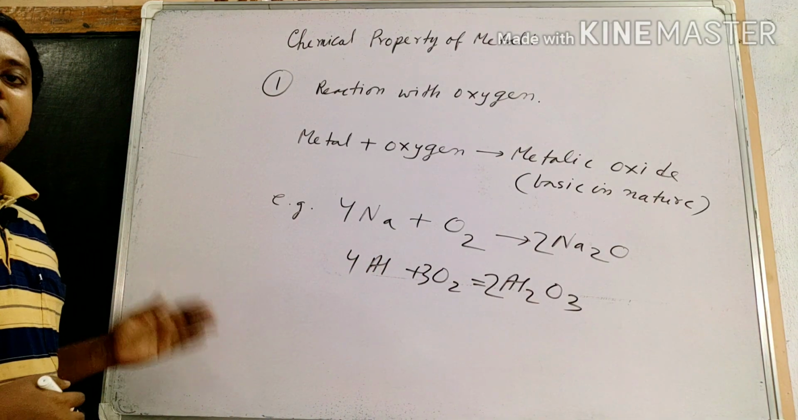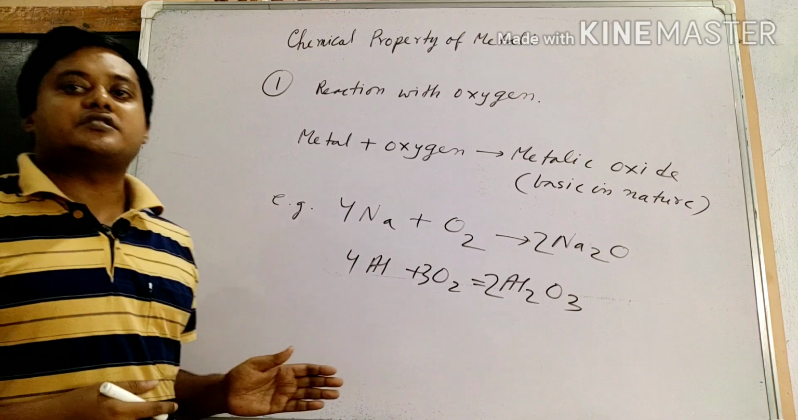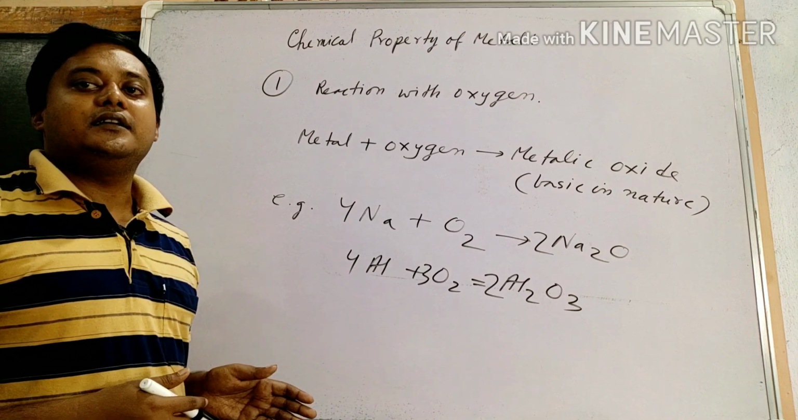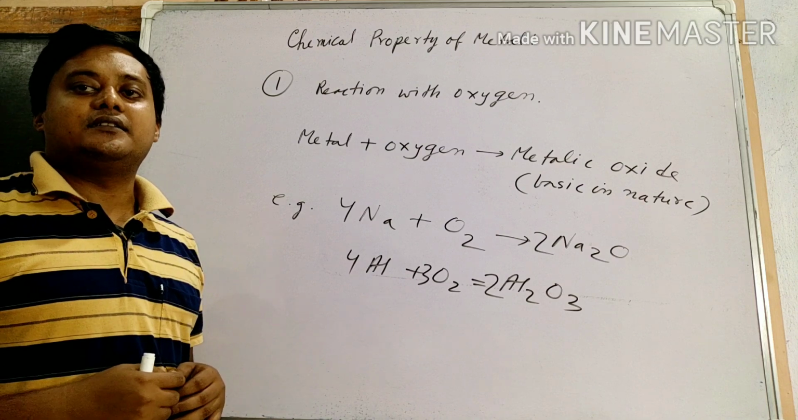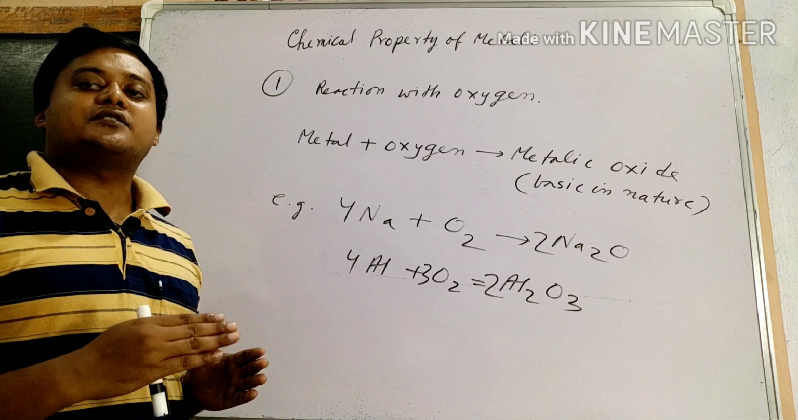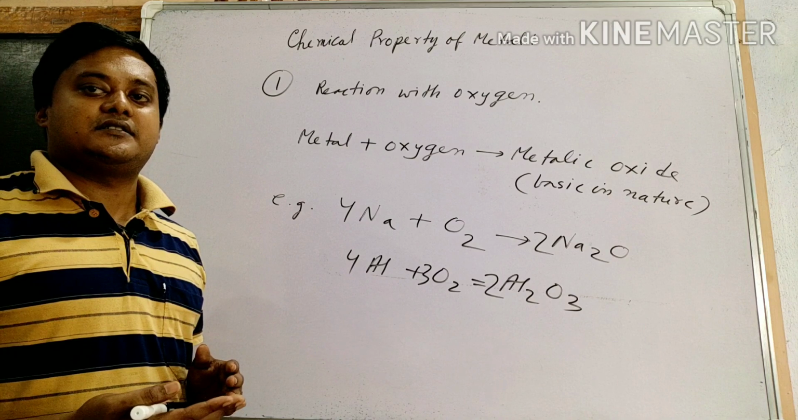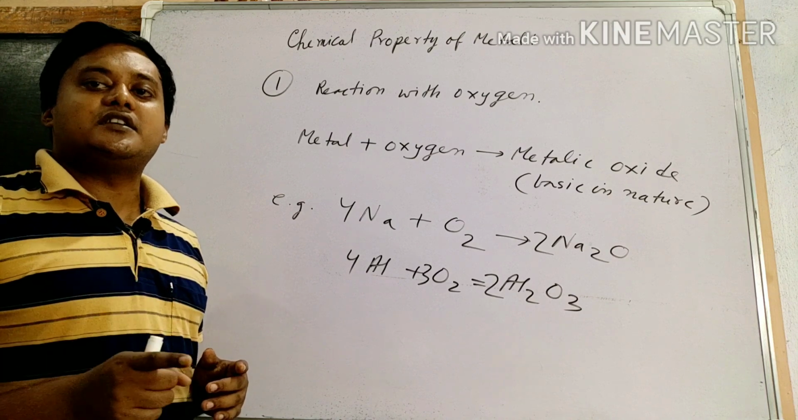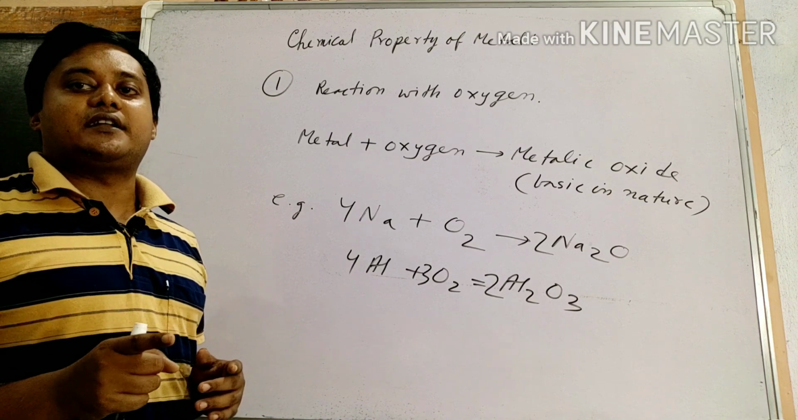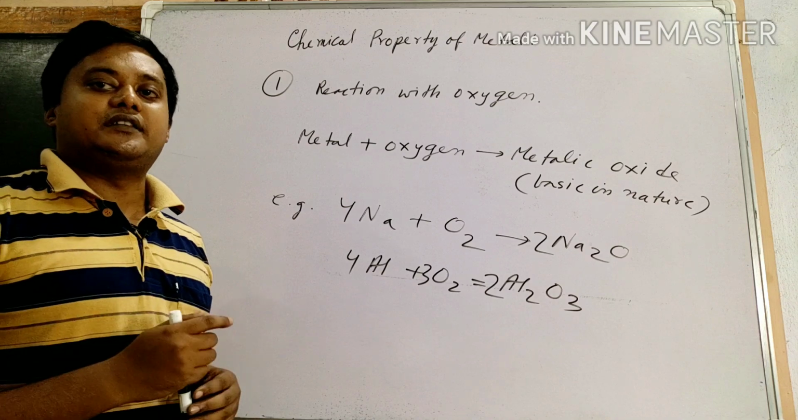Now, aluminium oxide, zinc oxide and lead oxide are amphoteric in nature. That means they can react with acid as well as base.